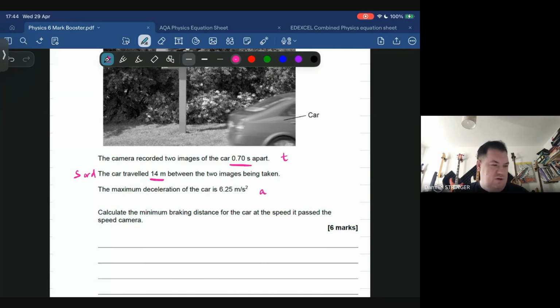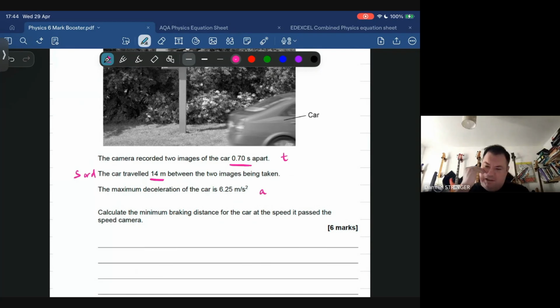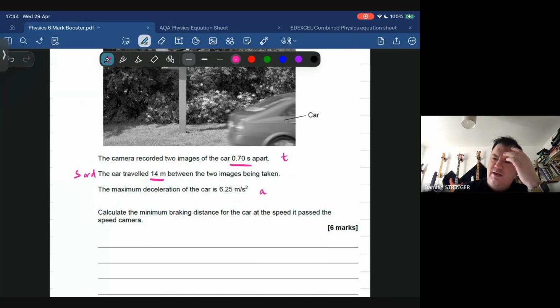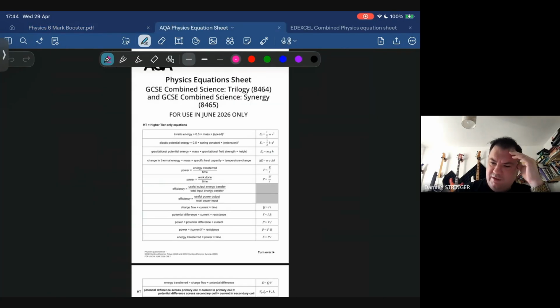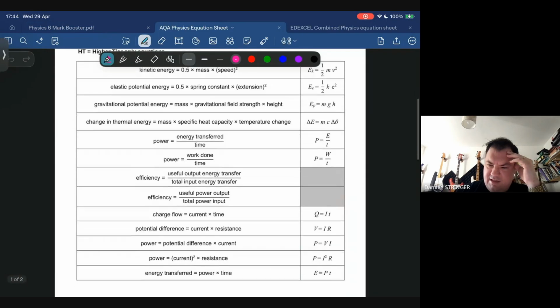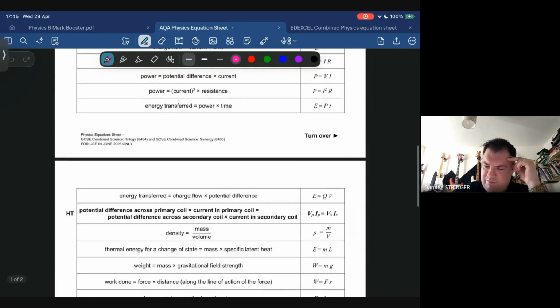What's your go-to when you see a question like this then, Connor? I'd write down what I have and then find the calculation I need. Yes, so where would you get these equations from? The equation sheet. Yeah, so this is an AQA one, so we'll look at AQA. So it's not a kinetic energy, it's not elastic. They're all electrical ones.